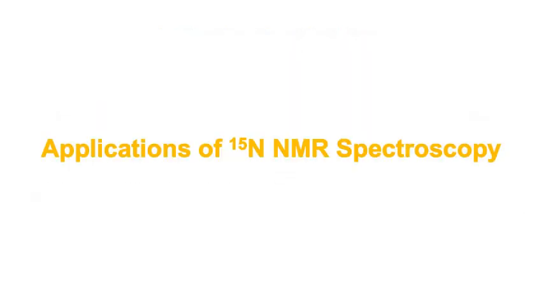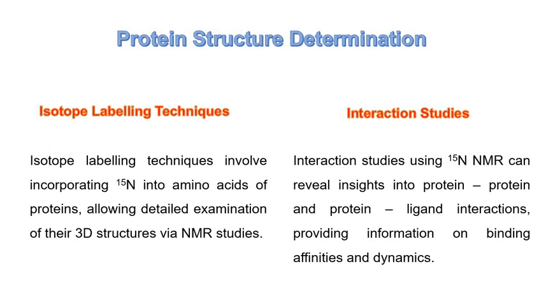Applications of N15 NMR spectroscopy. Protein structure determination. N15 labeled proteins are used to study backbone amide groups in NMR. Heteronuclear single quantum coherence spectra map each NH pair, providing a protein fingerprint. It enables assignment of residues and monitoring of structural changes.